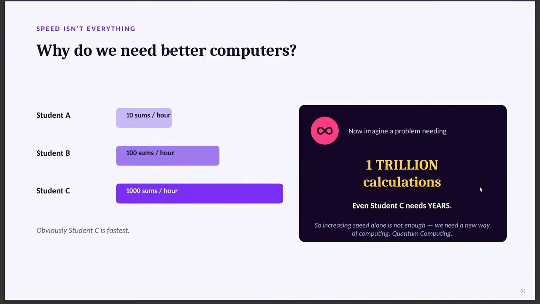Instead of making computers only faster, scientists change the way computers process information. Student C would also require thousands of years to solve this particular 1 trillion calculations. So making it faster is not at all the issue. Doing it smart is the option. For doing it smart, we introduced quantum computing. That is the main reason for learning quantum computing in our curriculum.